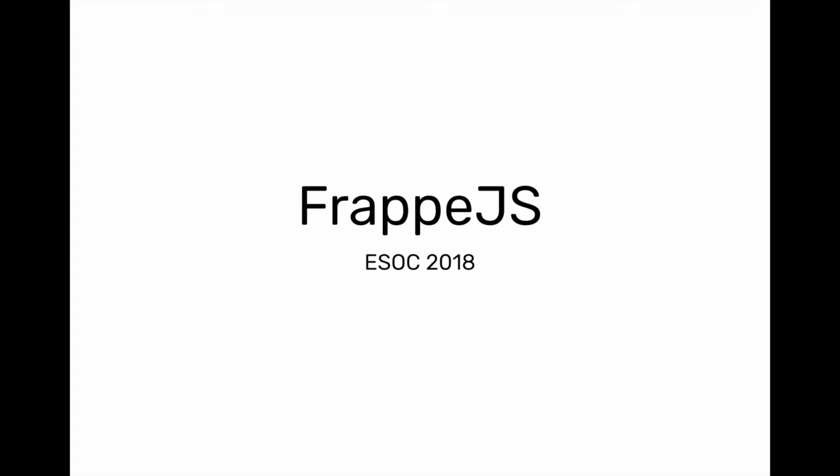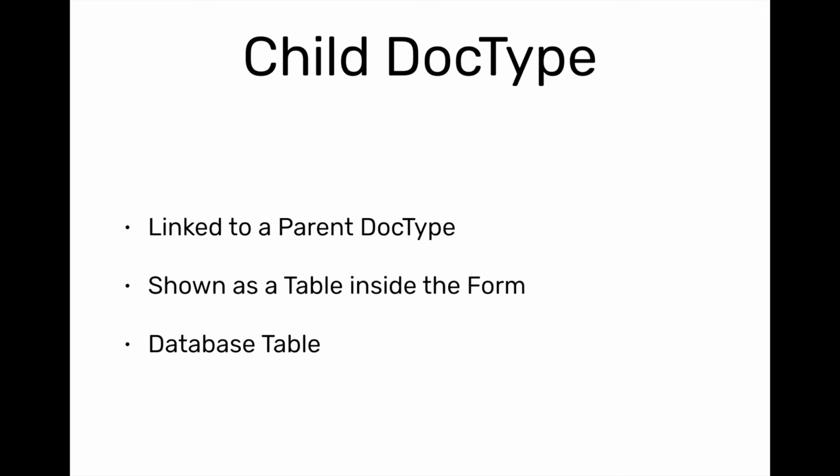Yesterday we learned about the standard doctype and how to create them. Today we'll learn about two special doctypes called child doctype and single doctype. A child doctype is rendered as a table in a form. So if you have explored FrappeJS and its models, you will see some models having a table as a field.